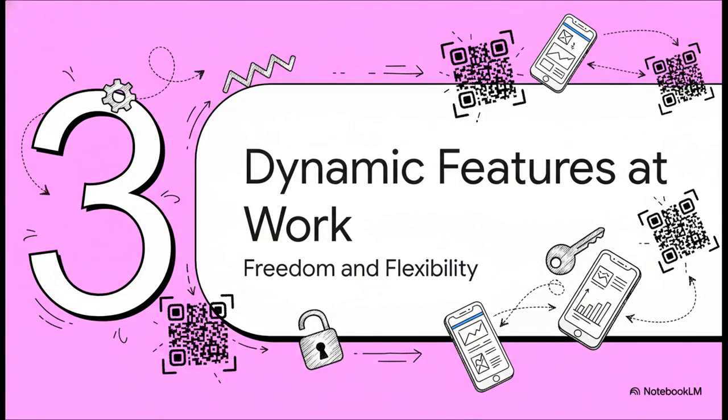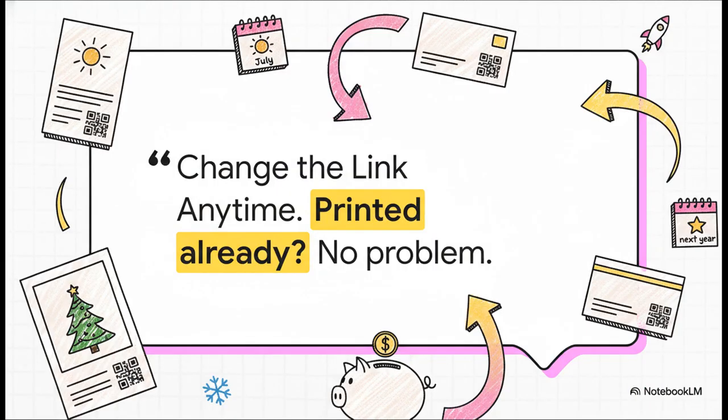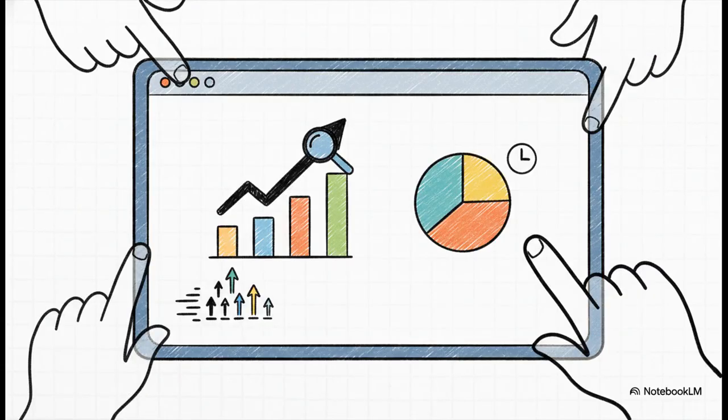Okay, so let's get into the nitty-gritty. How does this all work in the real world? What kind of freedom and flexibility does a credit-based system actually give you? This right here is the headline. It's the main event. That flyer, that business card, that giant billboard, it's basically a living document now. You can have that QR code point to your summer sale in July, and then, without reprinting a single thing, change it to point to your holiday specials in December. It's total control.